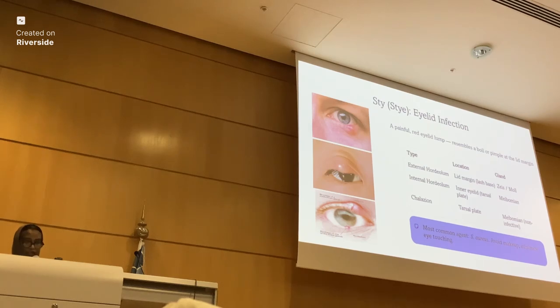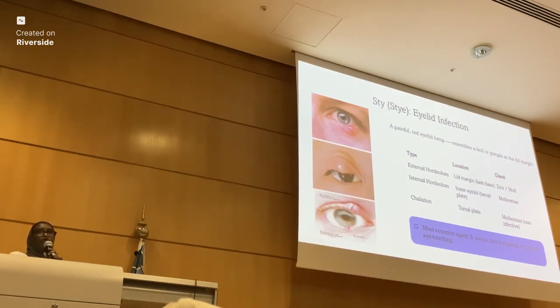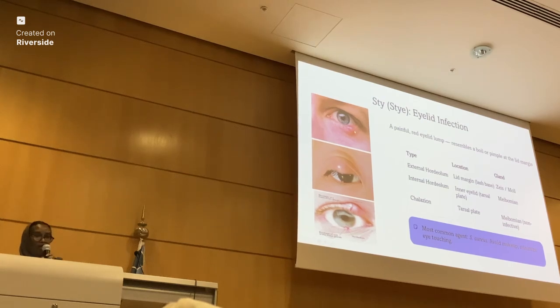Another condition is what we call a stye, and I think you have probably seen it in people around you. I personally get it several times. You can have symptoms in your eye, like a painful feeling, and a red eye lump, sometimes called a pearl or a pimple on the eye margin. It could be an external hordeolum or an internal hordeolum, depending on the location.